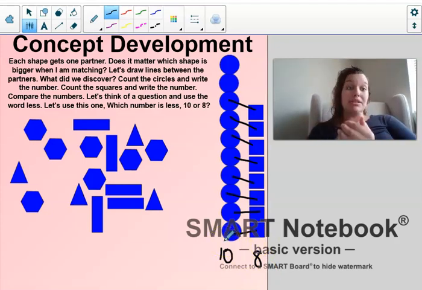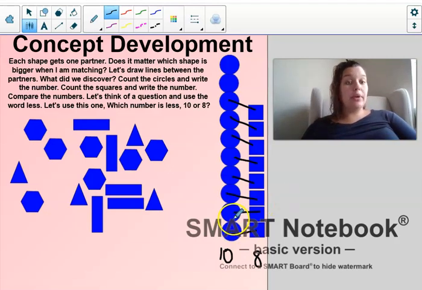I formed my number sentence this way. We counted how many of each we had, right? And then I looked and I said, which group has less? I realized I had more circles than I did squares, so I said, well, we have less squares. So I started with this number. 8 is less than 10. Okay.